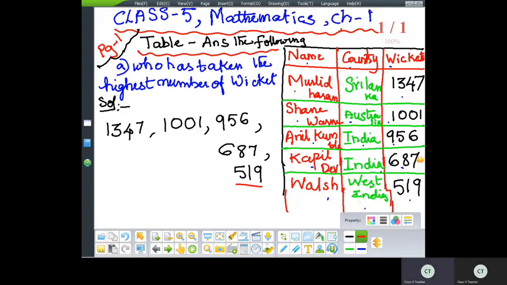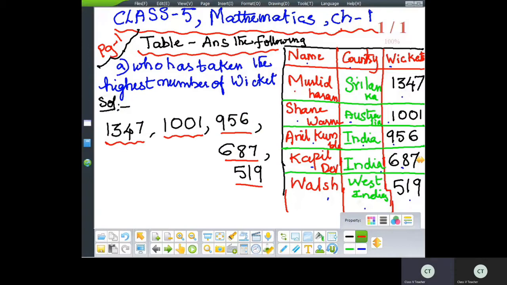Firstly, these are 3-digit numbers. So don't consider 3-digit numbers. We have to concentrate on 4 digits because 4 is more than 3. So here itself we got the option. We have 2 options, 4-digit numbers are 2: 1347 and 1001. And now in between these two, which one is bigger? How will you check it?